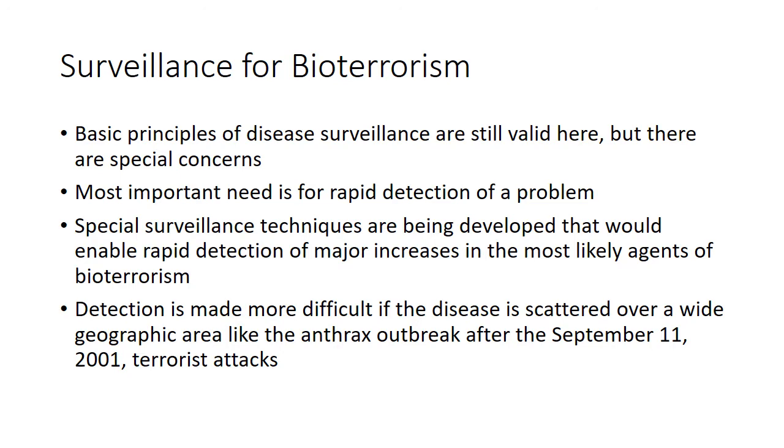And so they develop special surveillance techniques that cover the most common or most likely agents of bioterrorism to help us identify them more easily. This detection can be pretty difficult if it's spread out over a wide geographic area. If you think about the anthrax outbreak that occurred after the 2001 terrorist attacks, all those different politicians opening up their boxes with this white powder in it. What do you look for after that? How do you determine whether this is anthrax or possibly something else?